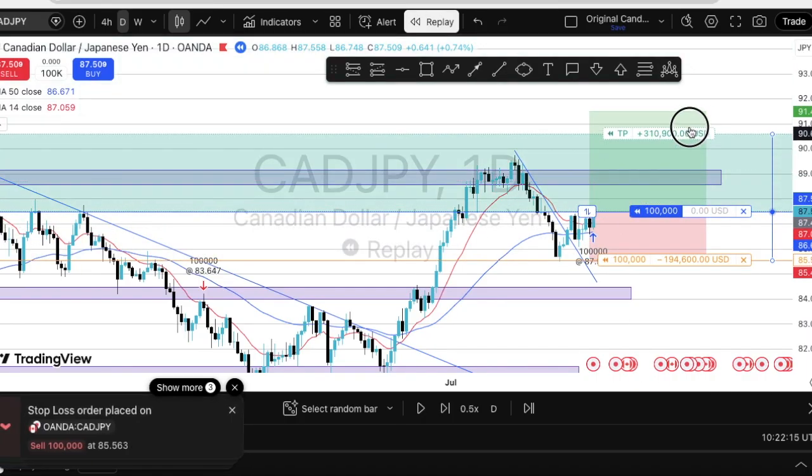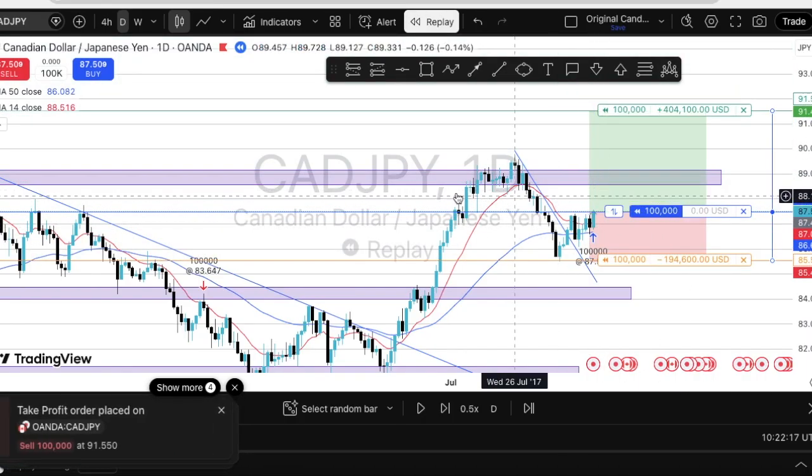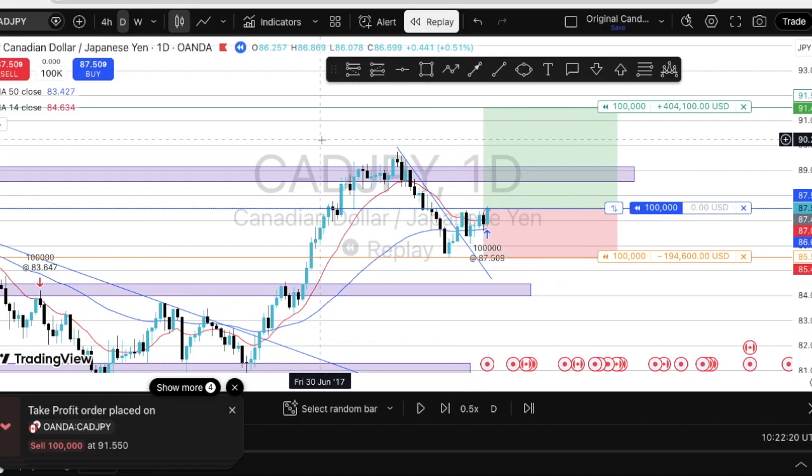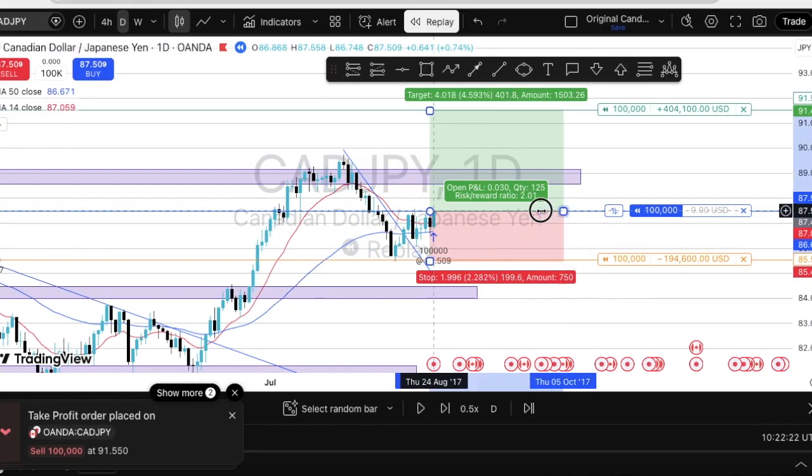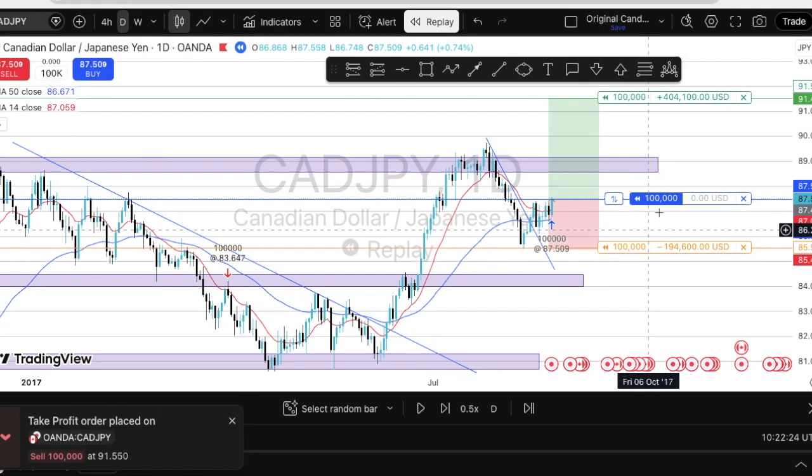Stop loss below the previous lows, right? Because we have confirmed structure shift. And we are going to record this trade one more time. Our last trade. Awesome.